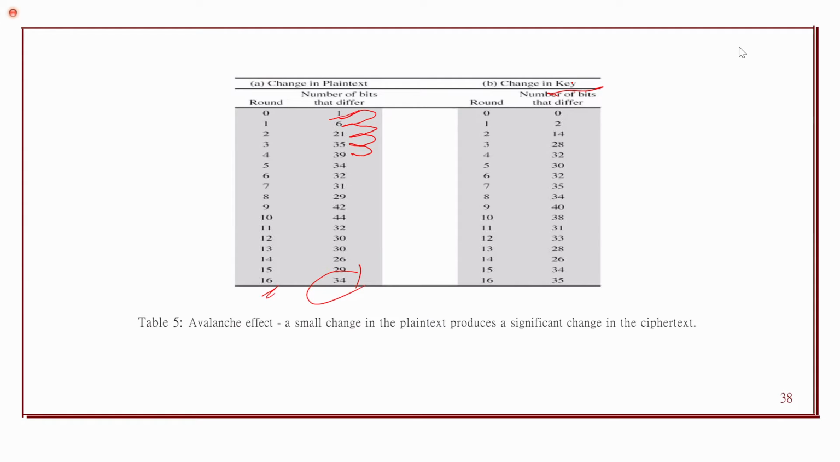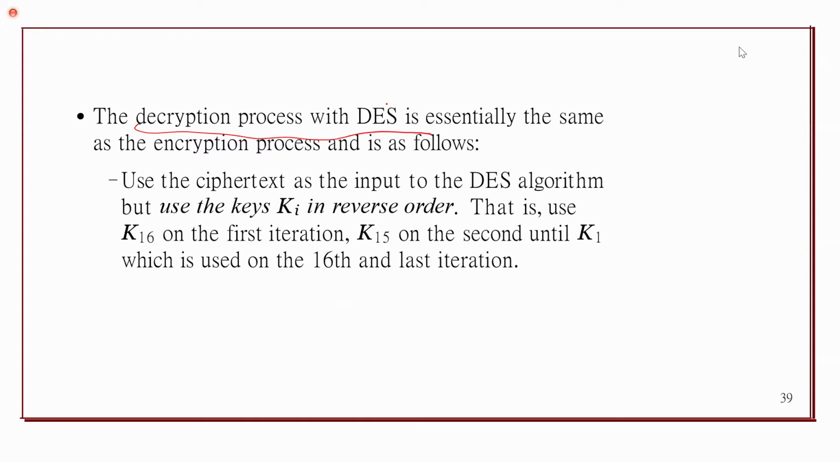So it will be increased in the ciphertext. So it will also change in the ciphertext. So that is called the avalanche effect. And the decryption process of DES is the same as the encryption process.